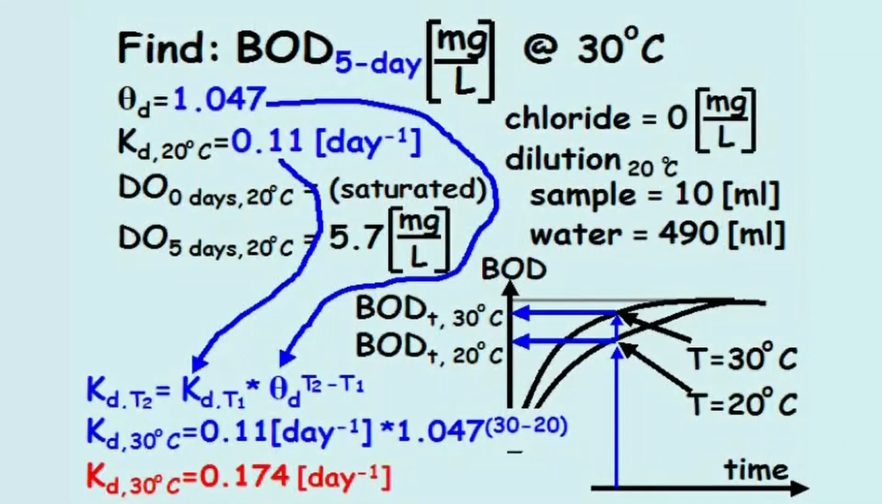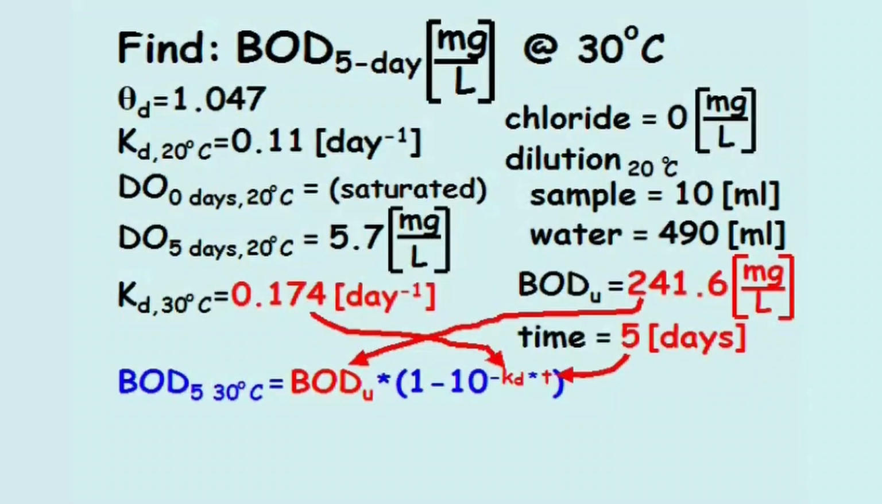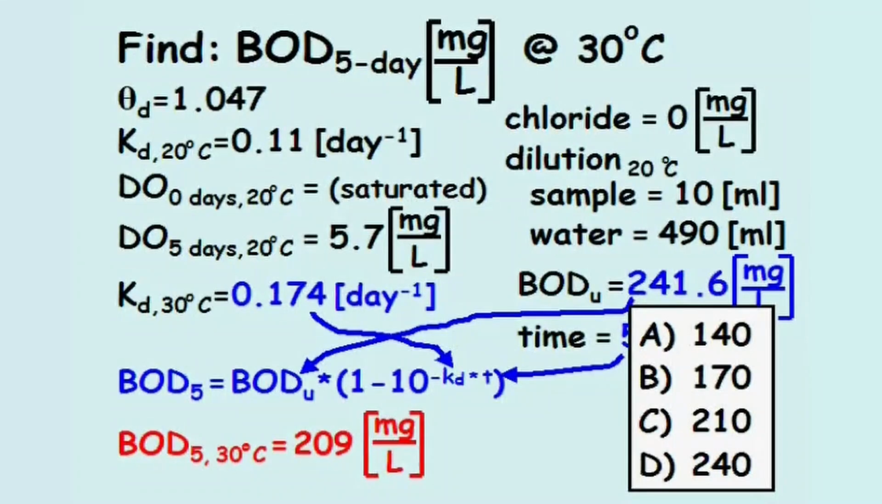Returning to the original equation, the solved variables are plugged in, and the 5-day BOD at 30 degrees Celsius equals 209 milligrams per liter. Looking over the possible solutions, the answer is C.